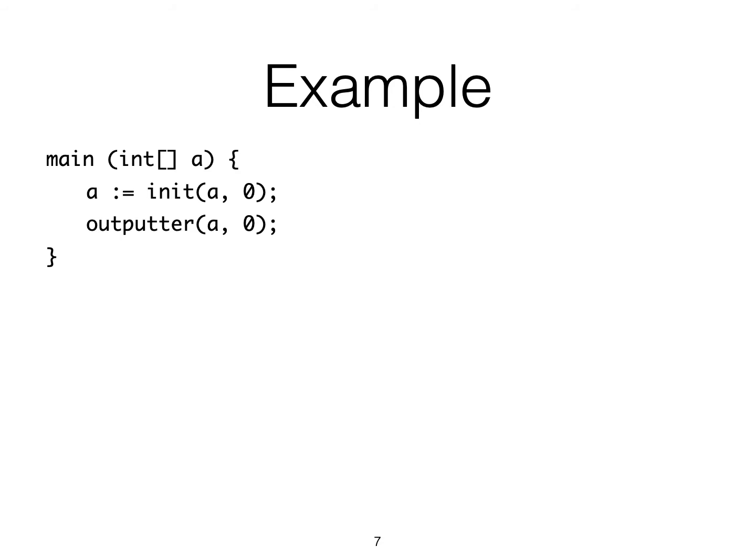We've seen what secure information flow looks like at a high level, but let's look at an example program to get a feel for what these things actually look like. Let's consider this M-tree procedure main that takes as input an array A. This array and all its elements are considered private, high-security inputs. Let's ignore the call to init for now and focus on the call to outputter.